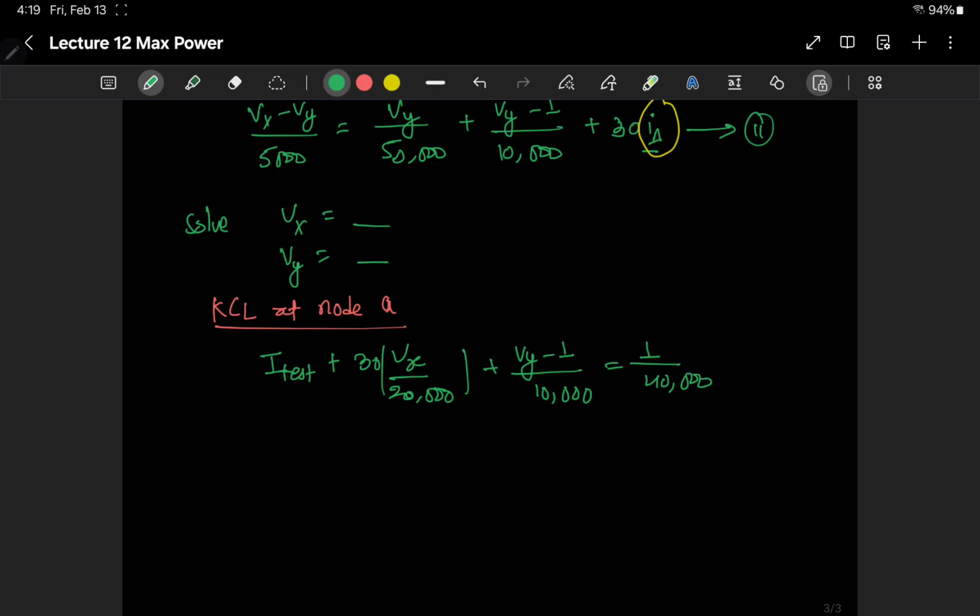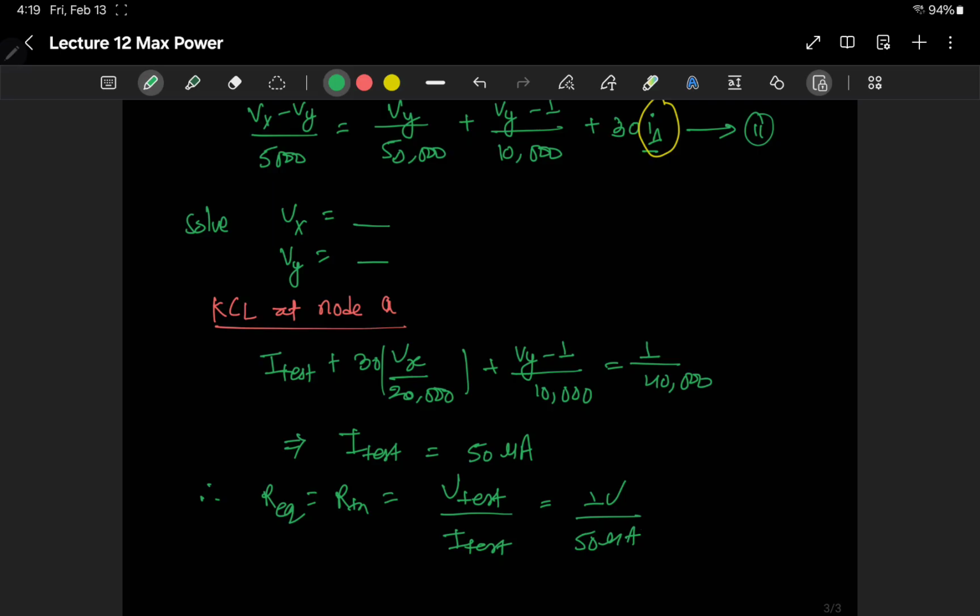Okay, and then we already have Vx and Vy from the earlier step, and that should be pretty straightforward. If you solve this, you should get a value of 50 microampere, so basically 50 times 10 to the power minus 6 ampere. Now we can easily determine R equivalent, which is R Thevenin, equal to V test divided by I test, and our V test was 1 volt divided by 50 microampere. That will give us a 20 kilo ohm resistor.